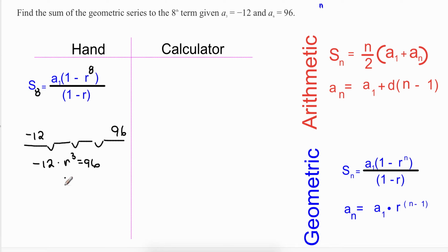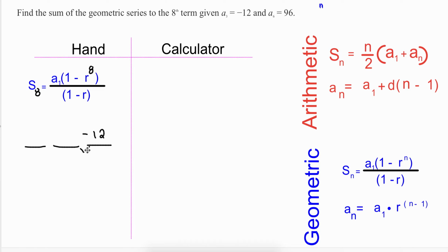Okay, let's run the math real quick. R cubed is negative 8, so r is negative 2 when I take the cube root. But I still need to know what the first term is. So I still need to do some more work. So I'm going to erase that. I'm going to come back here and I'm going to go backwards. So I don't know what the first term is. I don't know what the second term is. I do know that the third term is negative 12.